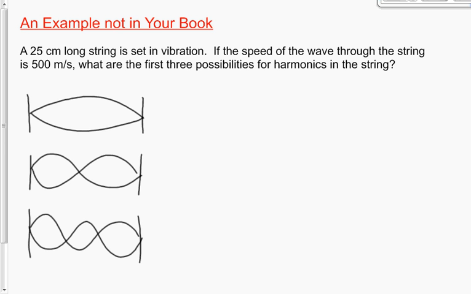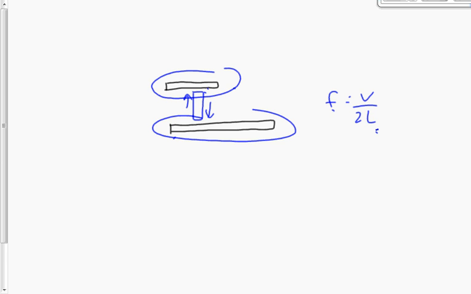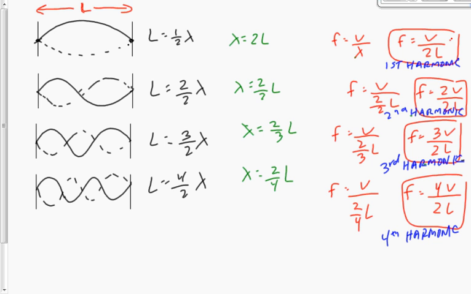And then after you've drawn those first three harmonics, you can derive the equations that go for each of them, just like we did right here. Calculate the frequency of the first three harmonics by using V over 2L, 2V over 2L, 3V over 2L, having derived the equations just like we did right here. But there is an easier way to do it.